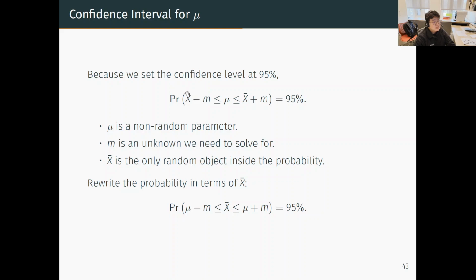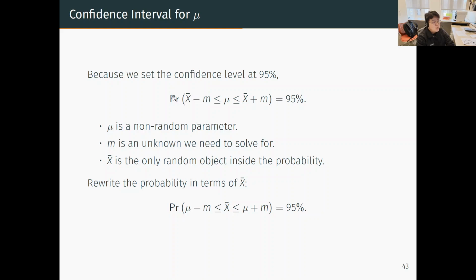Here, let's think about those terms. So mu is the unknown true parameter. It is fixed, but it is unknown. And M is what we are going to calculate. For now, it is unknown, so we are going to solve it for M. And X bar is random. We learned X bar is approximately normal distribution from the central limit theorem in chapter 6. So chapter 7.